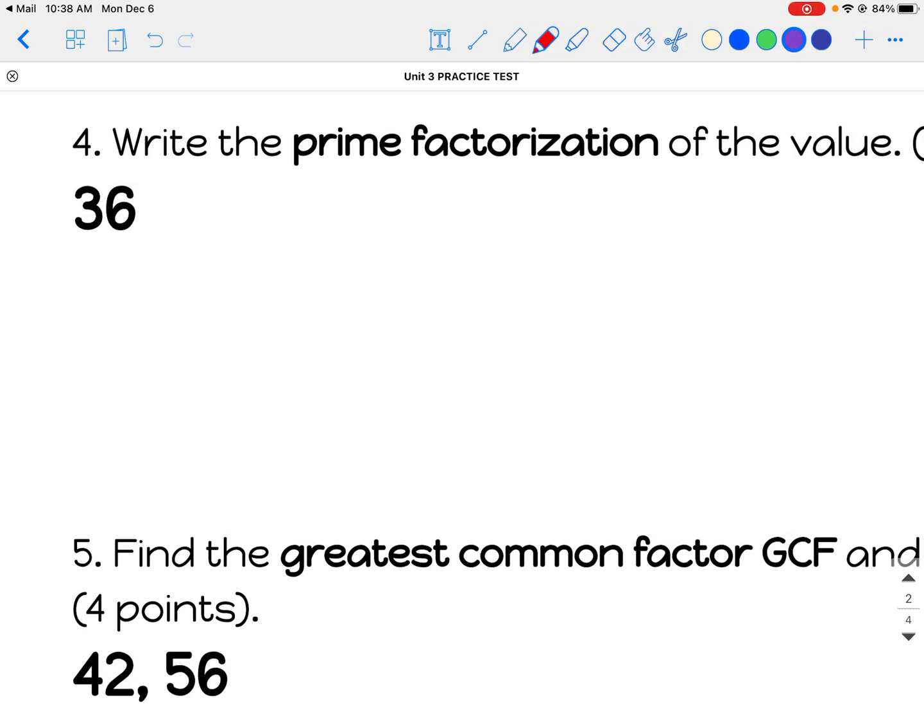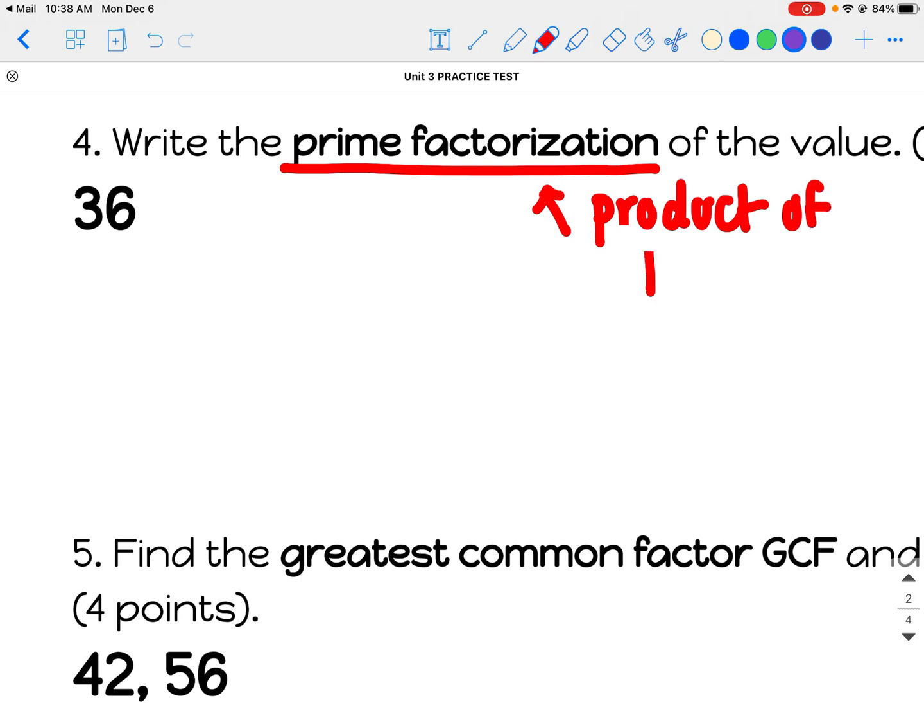Alrighty, for number 4, we are going to write the prime factorization of a value. Remember, prime factorization is when we break down a number to only a product of its prime factors. So a product of its prime factors. Really important that they have to be prime, right? And then product, of course, would mean multiplication. So that's how we would show it at the end.